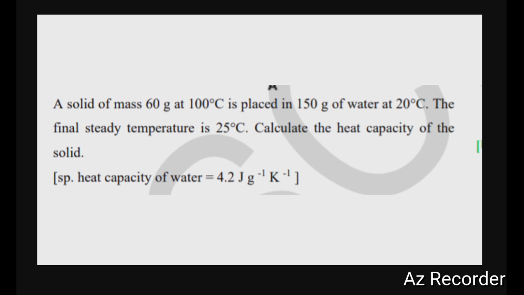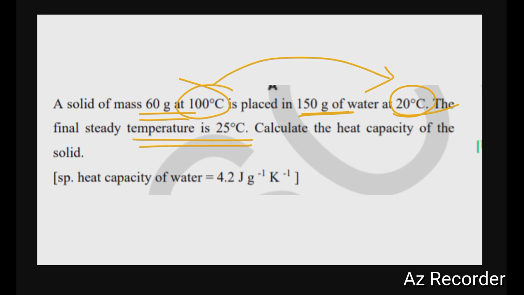Okay, so first question: a solid of mass 60 gram at 100 degrees Celsius is placed in 150 gram of water at 20 degrees Celsius and the final steady temperature is 25 degrees Celsius. So on combining these two, the temperature of the mixture finally reaches 25 degrees Celsius. We need to calculate the heat capacity.